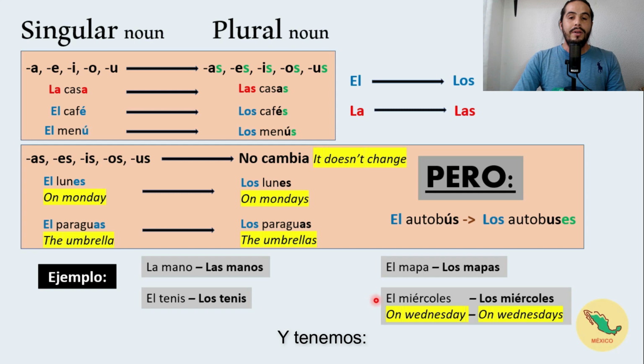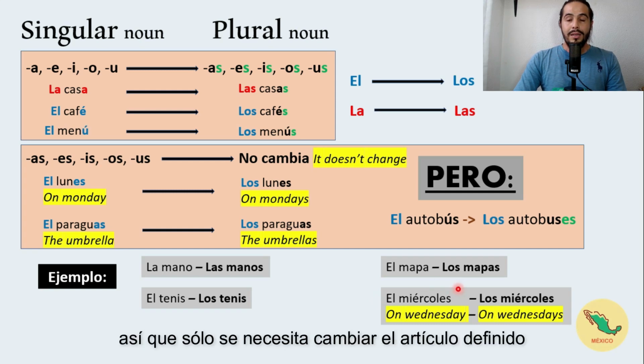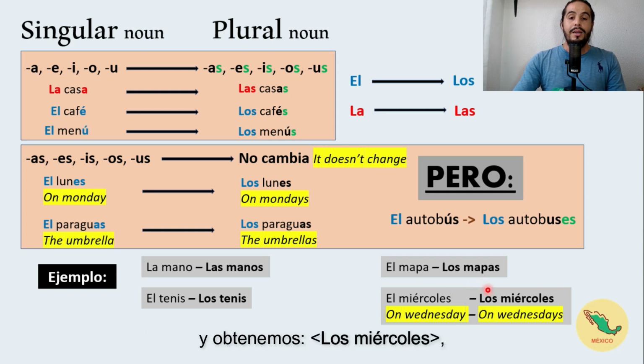And we have el miércoles, which means on Wednesday. Miércoles, this noun ends with es. So I only need to change the definite article, and I get los miércoles, which means on Wednesdays.